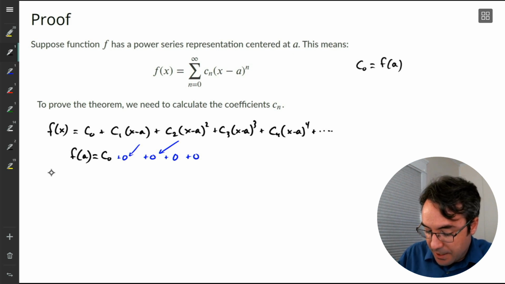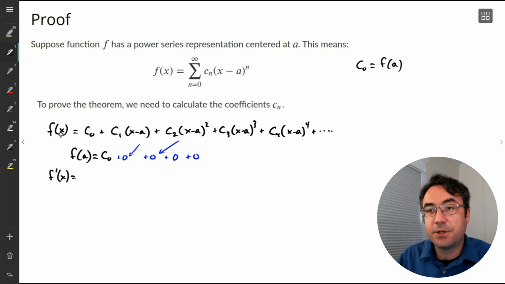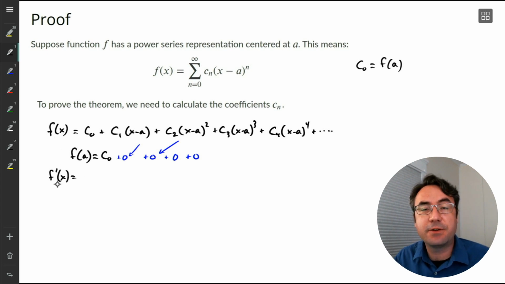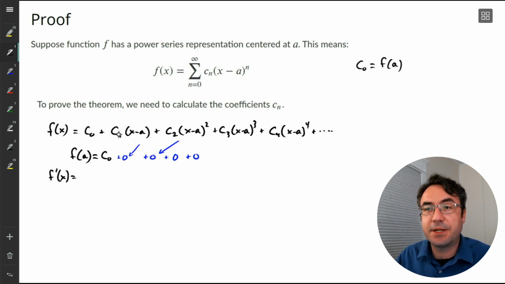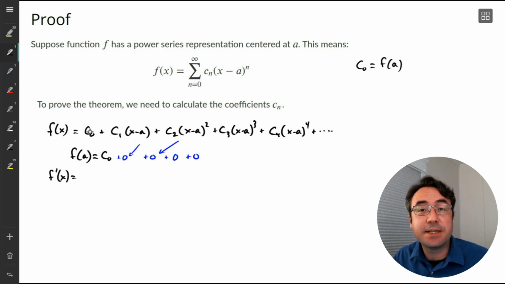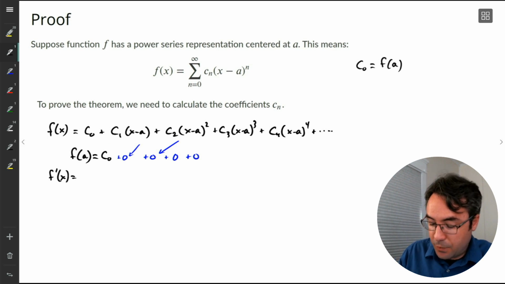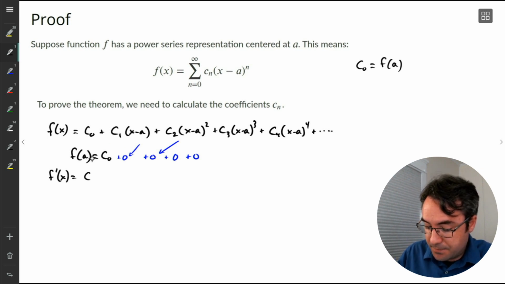All right, now let's try differentiating. So let's differentiate function f. That'll give us f prime. And then let's differentiate this power series expansion. So when we differentiate c0, it's a constant, so that's just going to differentiate to 0. And when we differentiate this term, we're going to end up with just c1.